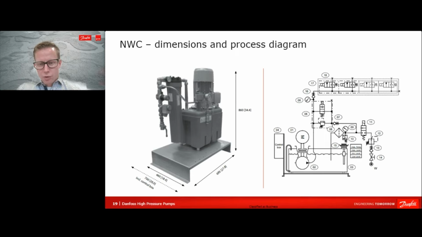Then we have a question: do we supply a complete system or loose equipment? What we are providing is the power pack and the components, so valves and nozzles. The actual installation, the pipe work and placement of nozzles and so on, that's not what we are providing.